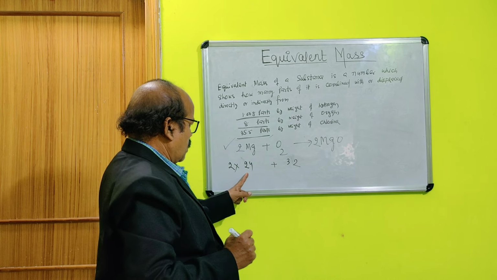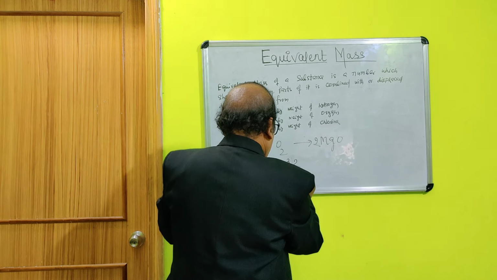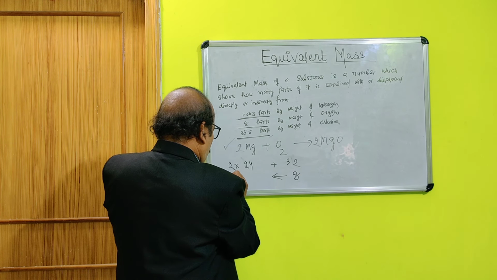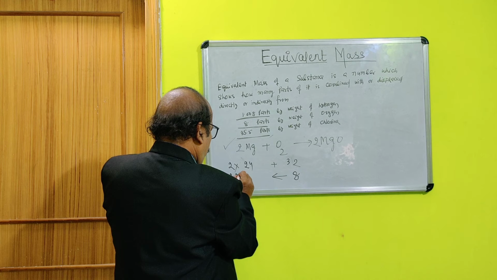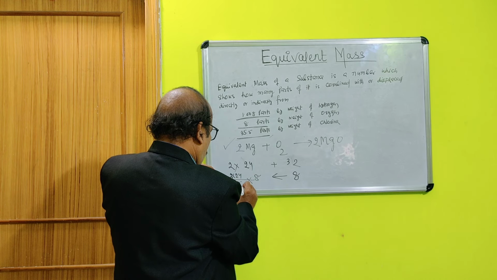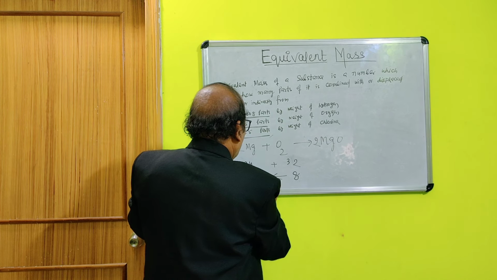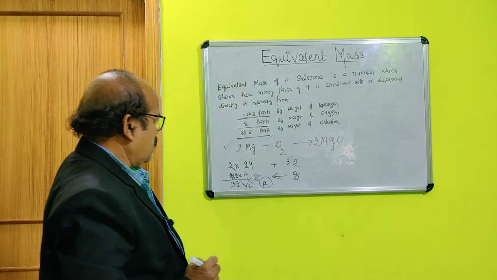Magnesium atom number 12, mass number 24. I have 2 into 24. Now for 8, I require 2 into 24 by 32 into 8. So it will be 4, it will be 2, it will be 12. So the answer is 12. Equivalent mass of magnesium is 12.